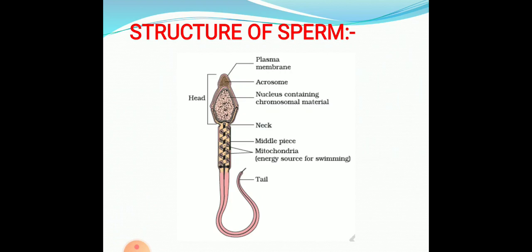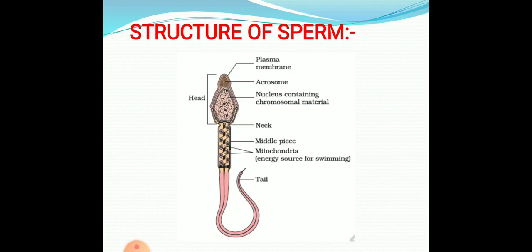You can see here the main three parts, that is the head, neck, and tail, and there is a middle part called the middle piece. Head, neck, middle piece, and the tail. In the head region there is a cap-like structure called the acrosome, and there is a granule-like structure called the nucleus, which contains chromosomal material. The membrane that covers the acrosome is called the plasma membrane. In the middle piece there are a number of mitochondria, which are the energy sources for swimming or motility of the sperm.